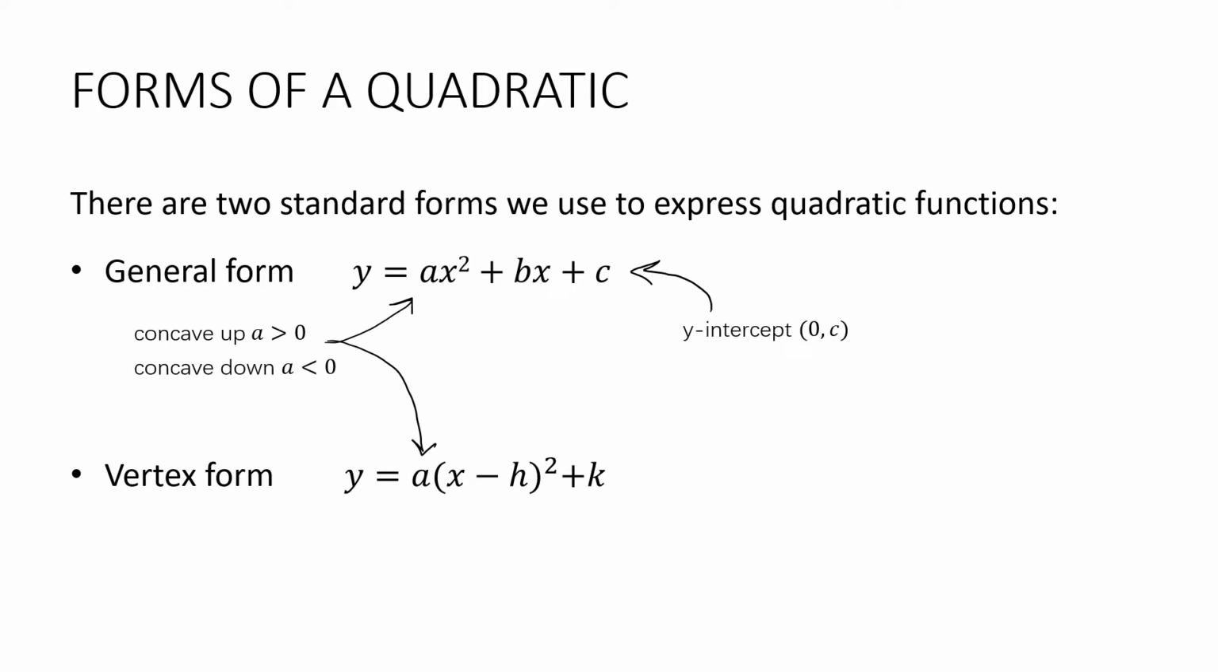Both of them are useful if we want to look at concavity because we have a coefficient of the x squared term. And vertex form is really useful if you want to know the vertex because it is what makes 0 here, h, and the constant term at the end, k.